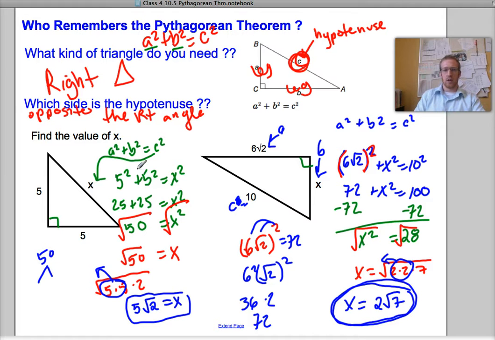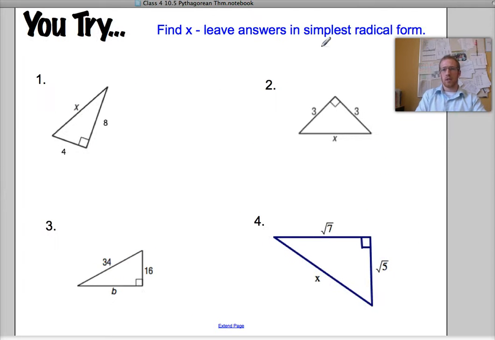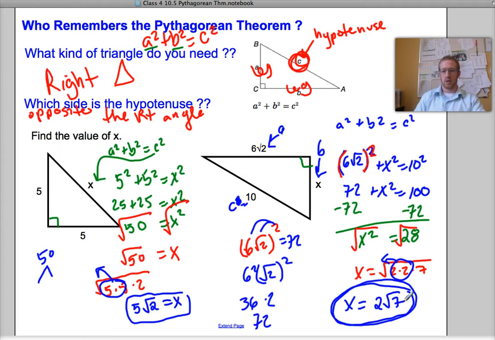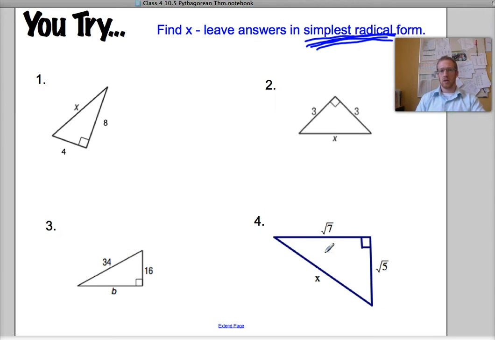So on your u-tries, come back and watch this if you need to. On your u-tries, when it says leave in simplest radical form, there should be no decimals. If you get any decimals, you should just leave it as a fraction, not as a decimal. And simplest radical form is when you have simplified it as much as possible, like this. Alright, so I don't want to leave it as square root of 28, I want to leave it as 2 root 7. So here is your u-try.